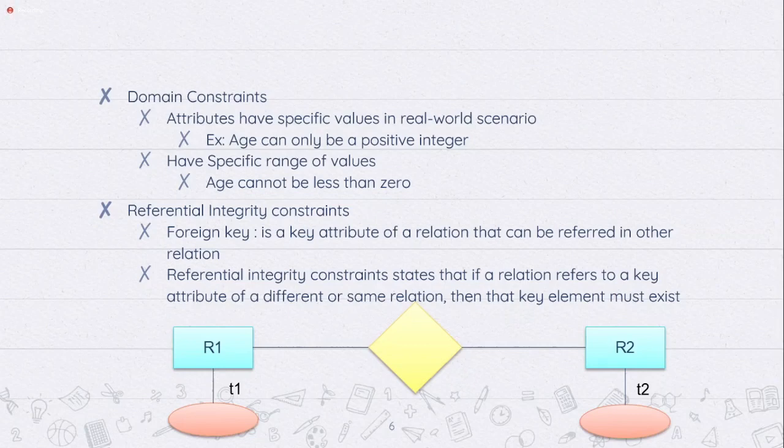The next one, referential integrity constraints. Referential integrity constraints work on the concept of foreign key. In here, there is a specific name, foreign key. Sometimes we have to combine some attributes with other attributes.